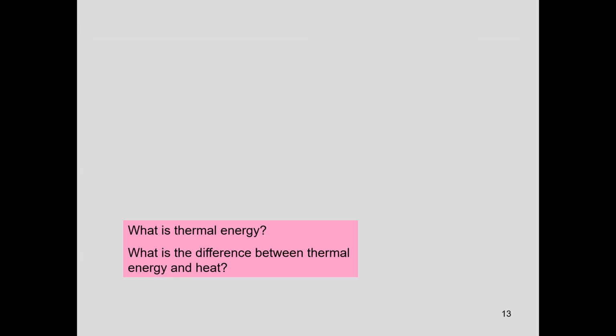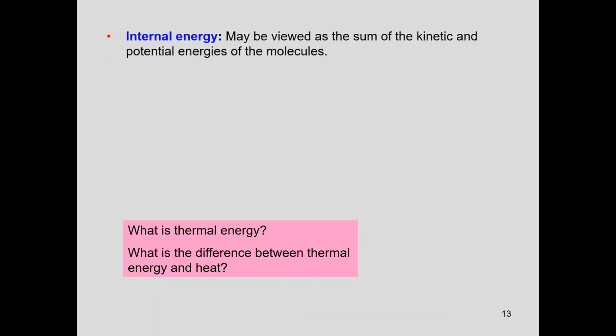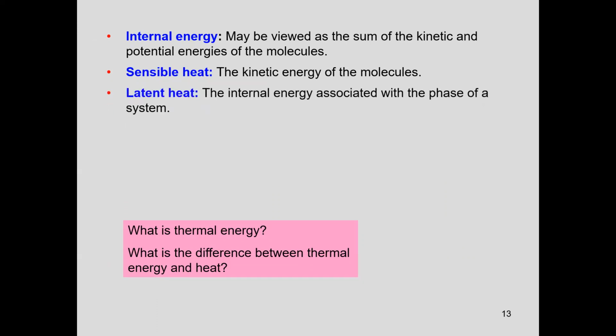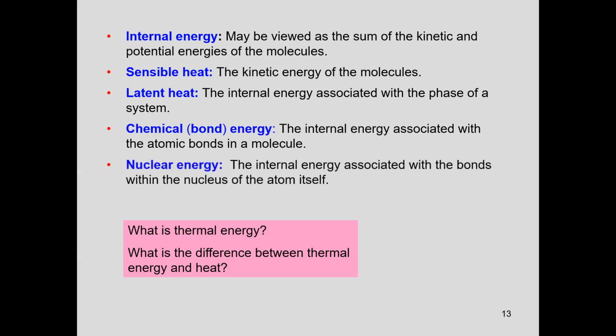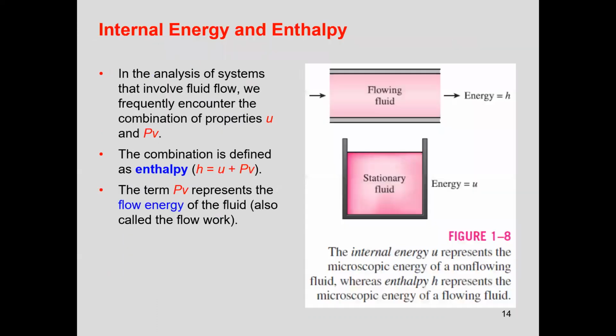Now, what is thermal energy and how is thermal energy different from heat? When we deal with internal energy, it may be viewed as the sum of the kinetic and the potential energy of the molecules, whereas sensible heat is the kinetic energy of the molecules. Latent heat is the internal energy associated with the phase of the system. Chemical or bond energy is the internal energy associated with the atomic bonds in the molecule. Nuclear energy is the internal energy associated with the bonds within the nucleus of the atom itself.